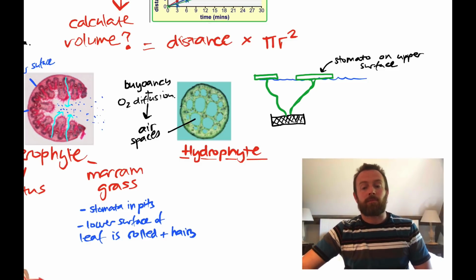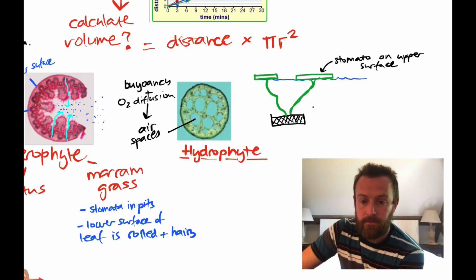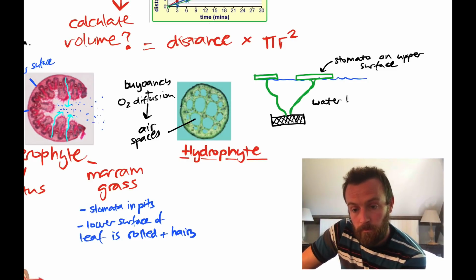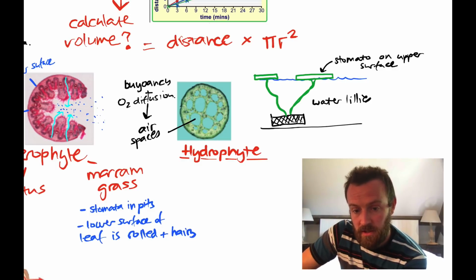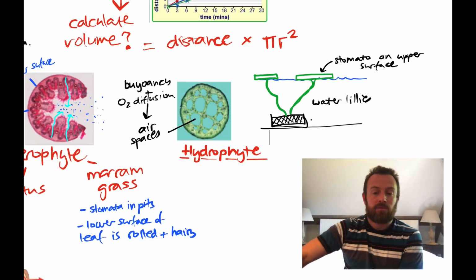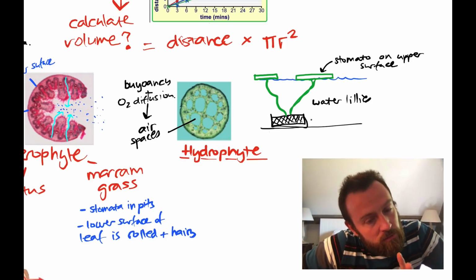Okay, so that's hydrophyte, that's xerophyte. This is my mum's water lilies. And this is the bottom of the pond here. They're just in a little planter. Okay, so that's everything about water movement through the plant.